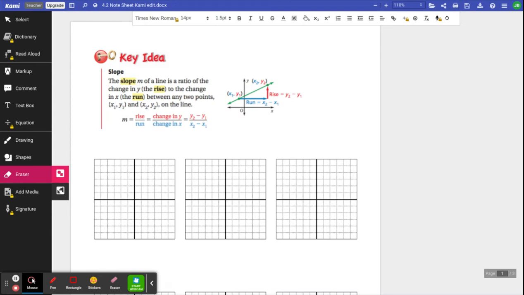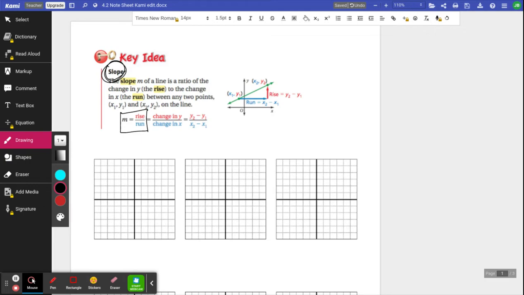Okay, team, welcome to 4.2, and the topic of the day is slope. Now, slope measures the steepness of a line, and we use the ratio rise over the run to measure the steepness of a line. Let's look at an example.